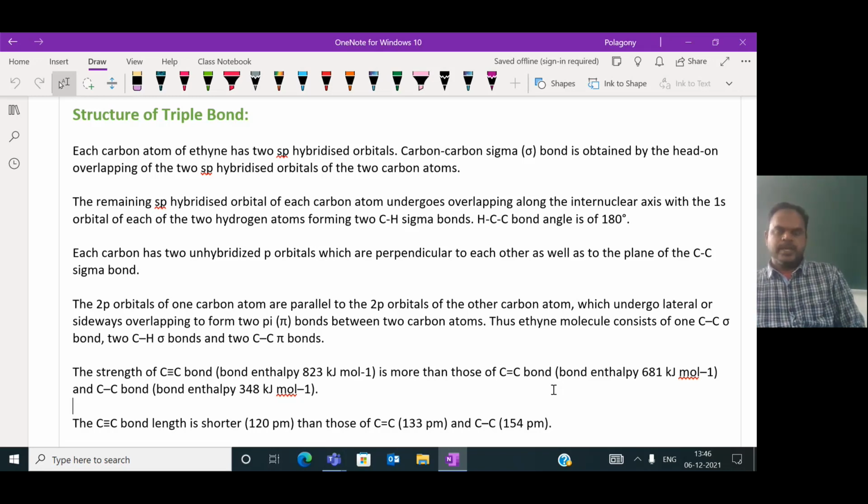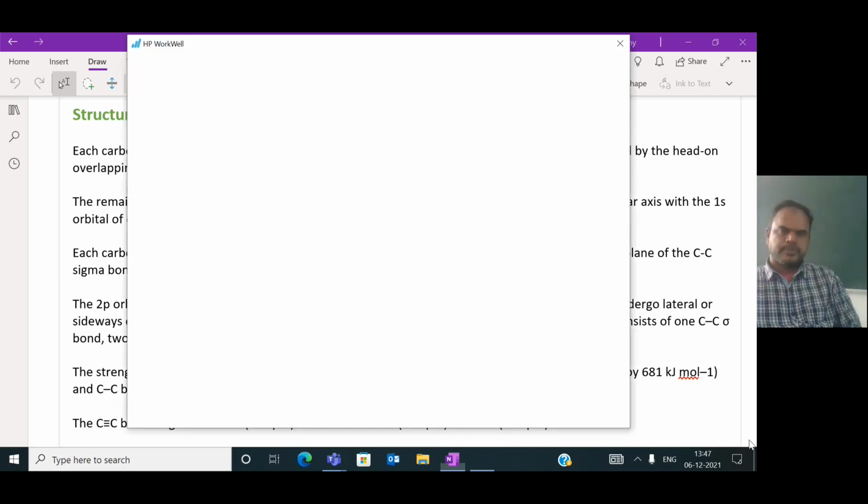So why are alkynes less reactive than alkenes? If you want to know the reason, we have to look into the structure of the triple covalent bond present in alkynes. If you observe alkynes, for example ethyne, ethyne is the molecule having C triple bond C.